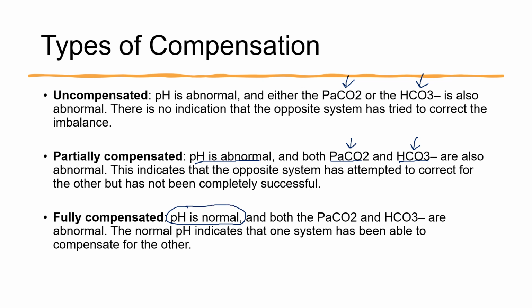When we look at our values, both of these are going to be abnormal, and their values will tell us who's the culprit. It gets a little complicated, but it's like a little puzzle that you can figure out. And so we'll do a few examples.